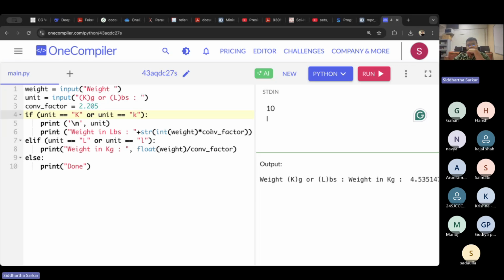So better to not hard code things. Better to take a variable which would be used in multiple places.